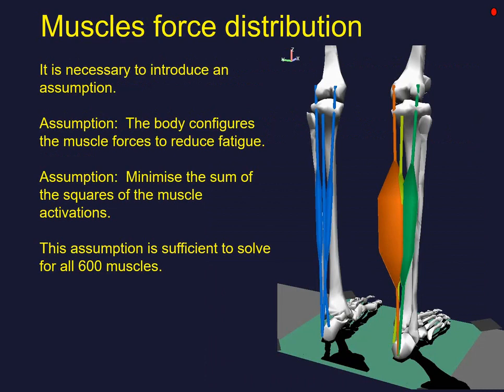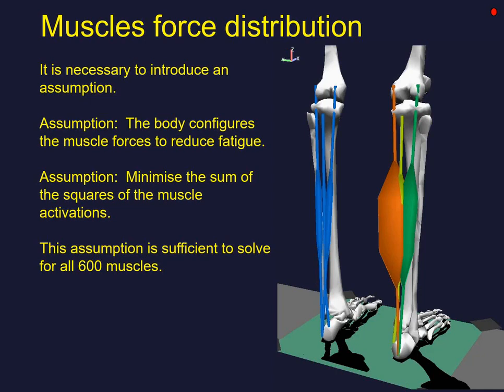Therefore, to solve for the forces in the muscles, we need to introduce certain assumptions. What we'll do is we'll assume that the body configures itself to try and reduce fatigue. It seems like a reasonable survival strategy. What this translates into is basically trying to turn off the muscles as much as possible, but while still generating the required torque that we calculated in inverse dynamics. Mathematically speaking, we can say that the sum of the activations of the muscles is going to be minimized.